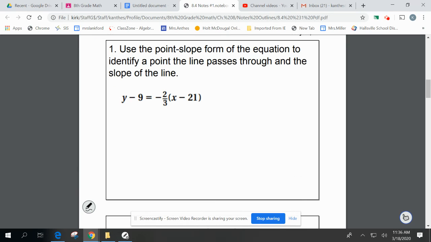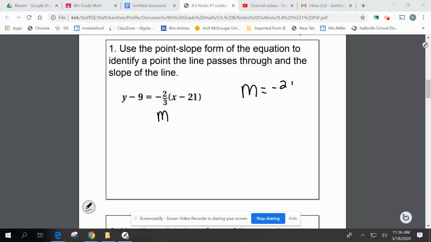So what we're going to do is use the point slope form of the equation to identify a point where the line passes through and identify the slope of the line. So the slope of the line is located right here in front of the parentheses. So m is negative 2/3.